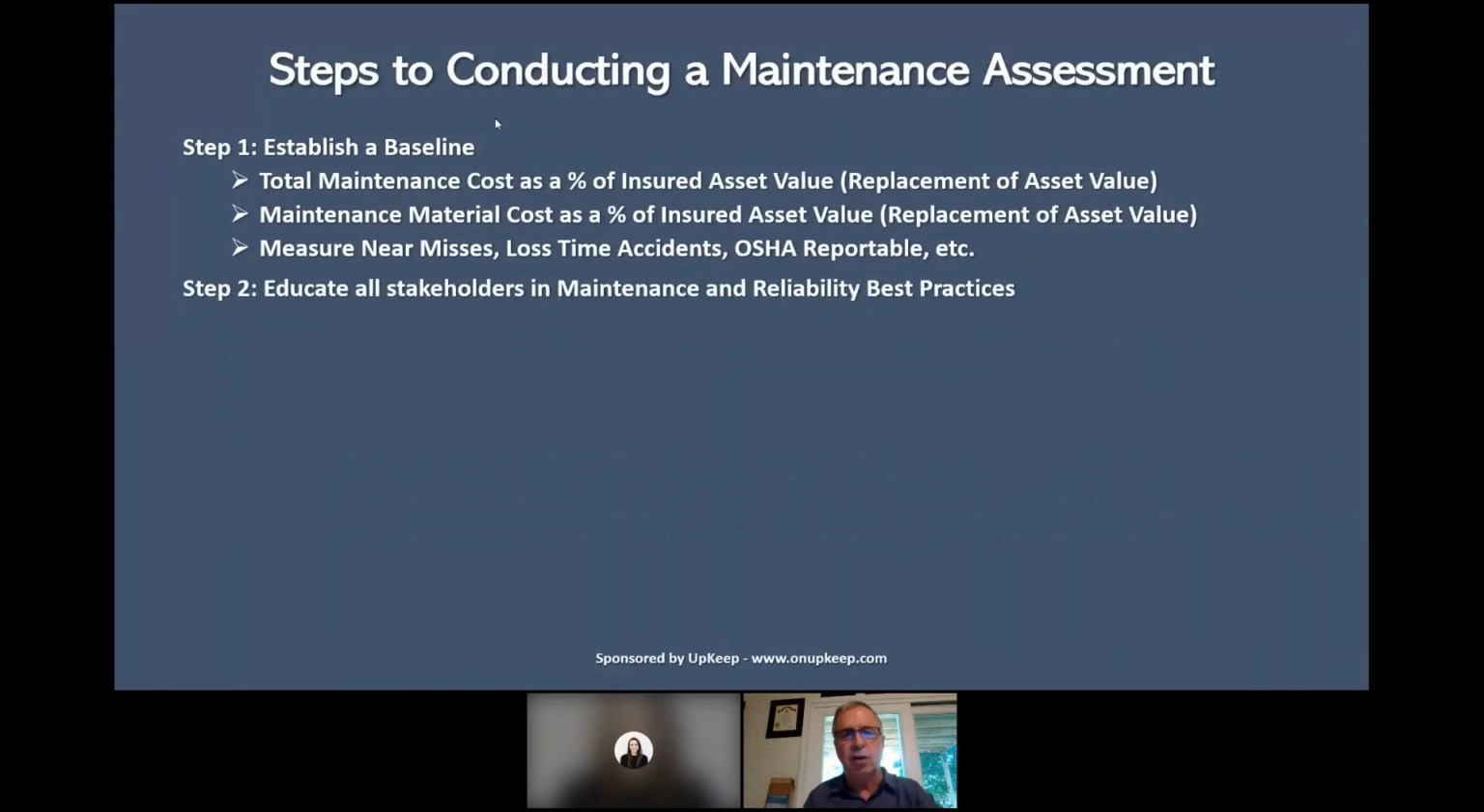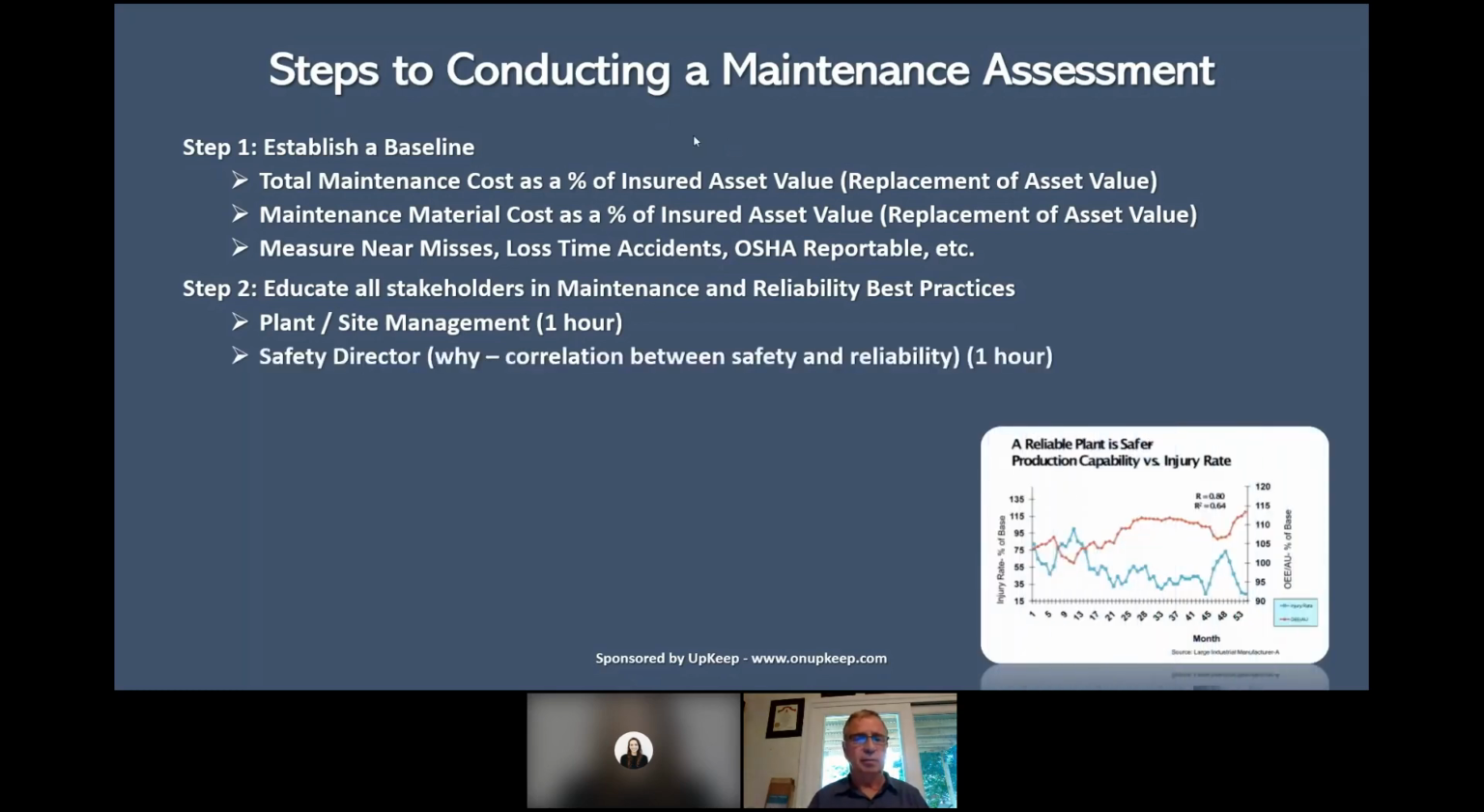Now we want to educate all stakeholders in maintenance and reliability best practices. Typically for plant and site management, it's about an hour. It's all about the money. When you're talking about site leadership or plant management, you've got to talk money. That's what you have to talk about. For safety, the director, why? Because of the correlation between safety and reliability. It's only a one hour presentation. This is what I would recommend.